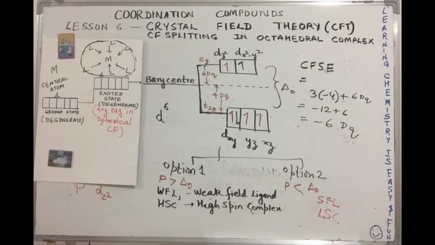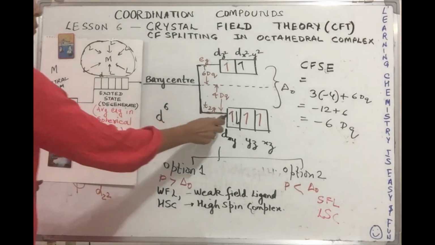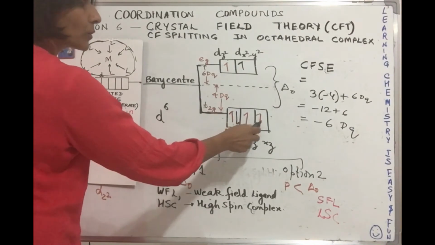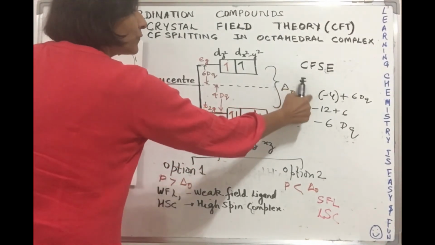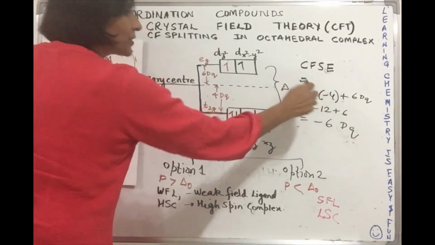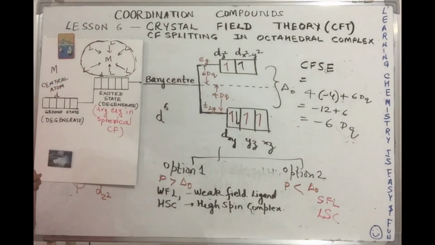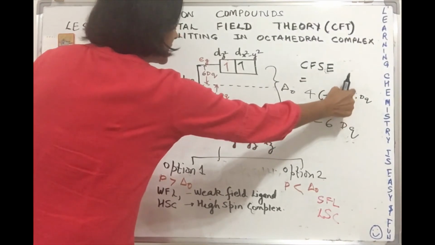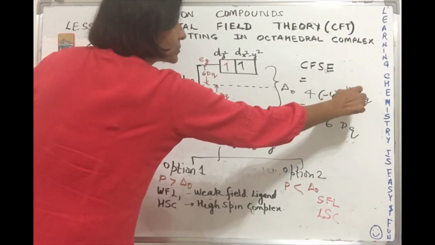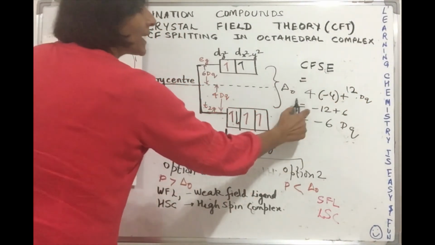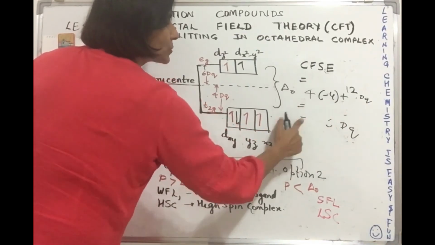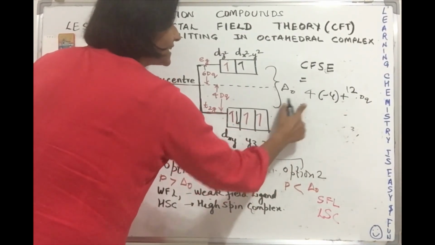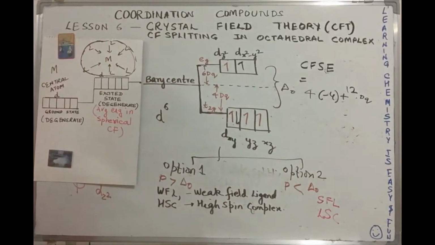Now calculate the CFSE. So we have 1, 2, 3, 4 electrons contributing to -4 and 1 and 2, 2 times 6 gives us 12. So -16 plus 12, what do you get the answer as? Very good. Perfect. Right? Okay.